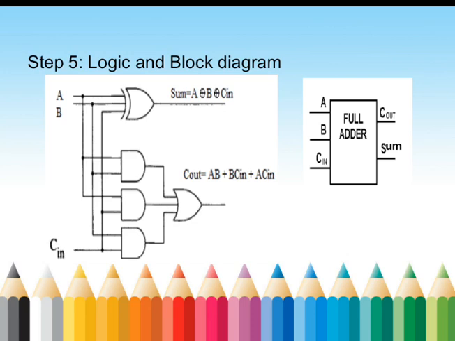that is AB + B Cn + A Cn. We may convert this logic diagram into a block diagram, that is a combinational full adder circuit with input variables A, B, Cn and output variables sum and Cout. This is our full adder circuit.